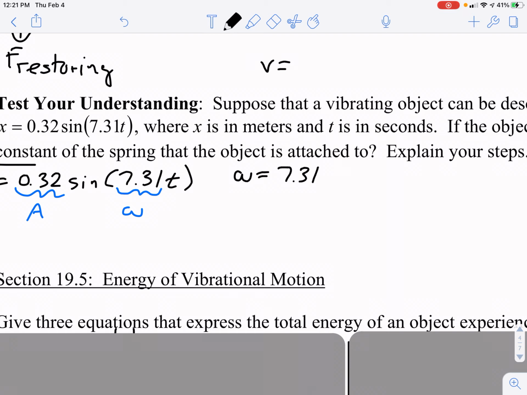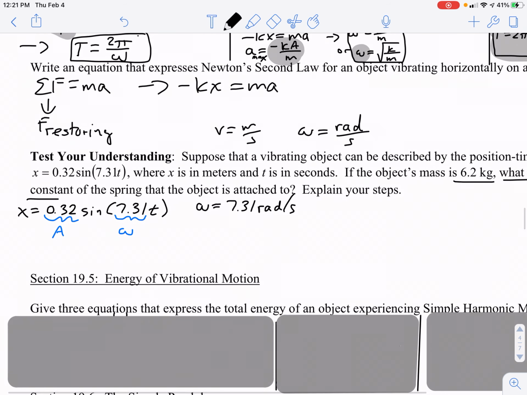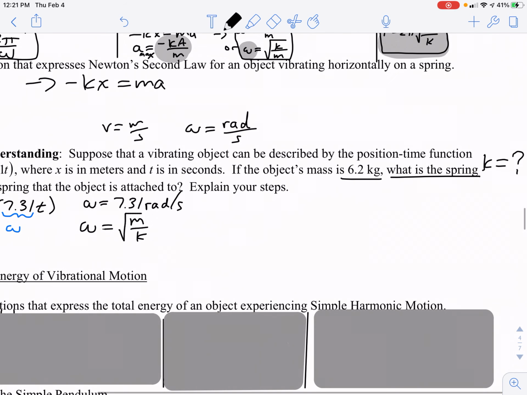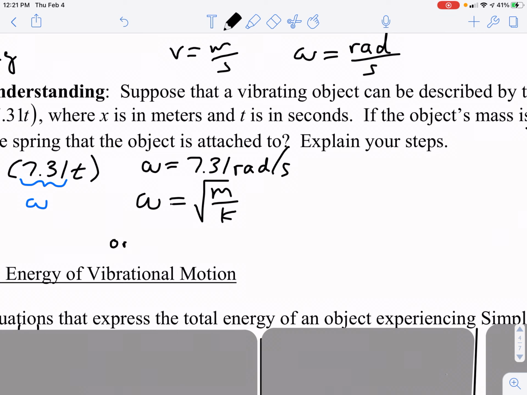The units for velocity are meters per second. The units for omega are radians per second. Rad, R-A-D, is short for radians. Now, recall that omega is equal to the square root of k over m. That would allow you to solve for k. Or you could have written omega squared equals k over m. In other words, square both sides.